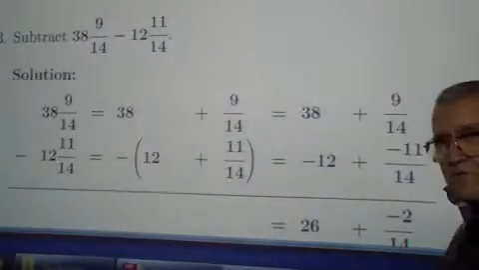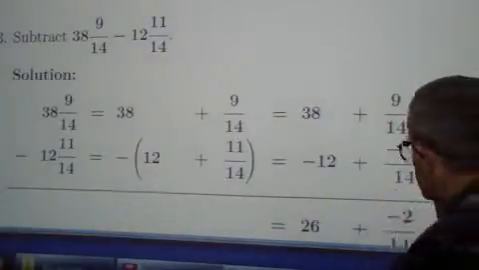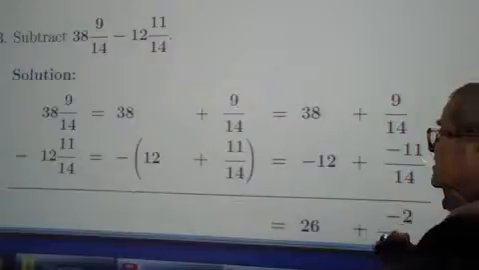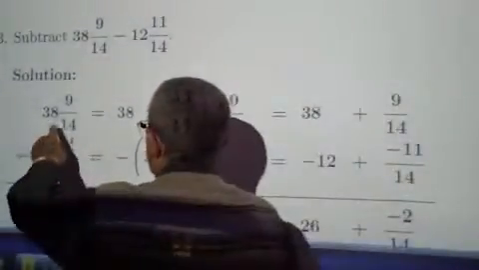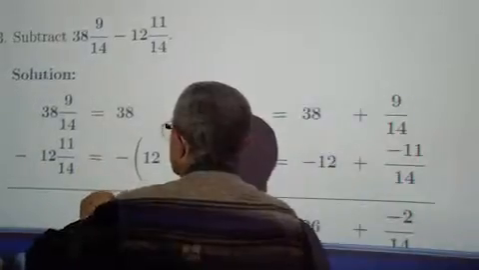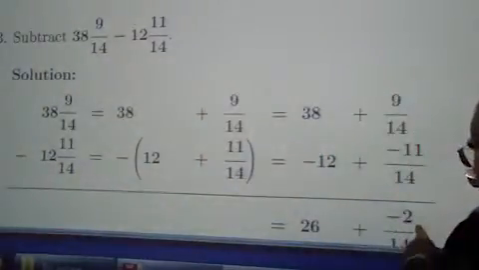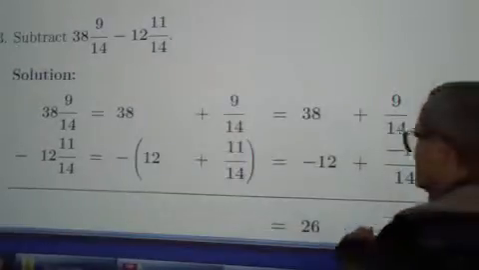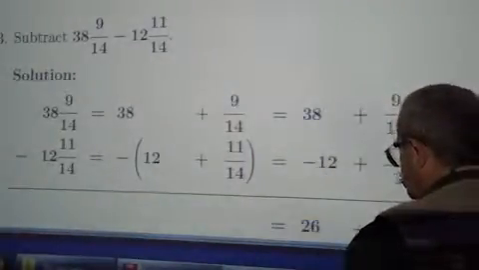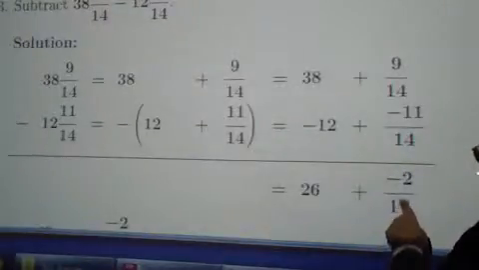I don't remember if we've already done that or not. If not, drop this and go back and borrow. Make it 37 and 14 over 14 plus 9 over 14 and subtract from that. I will continue with a negative number. So subtracting 12 from 38 gives you positive 26. You had a negative 2 over 14.